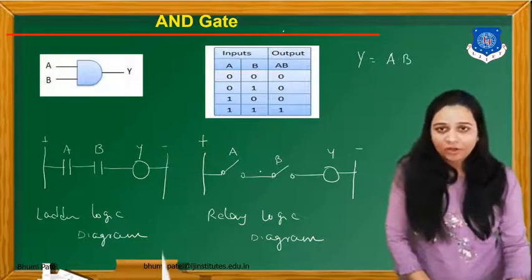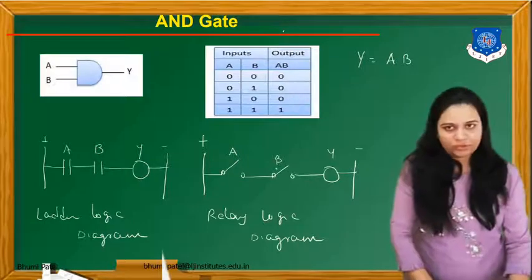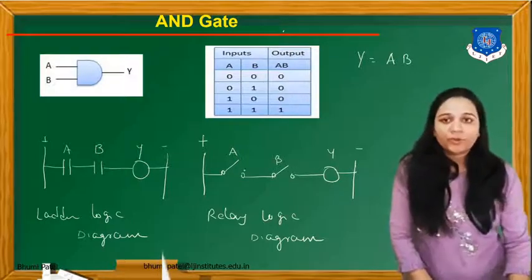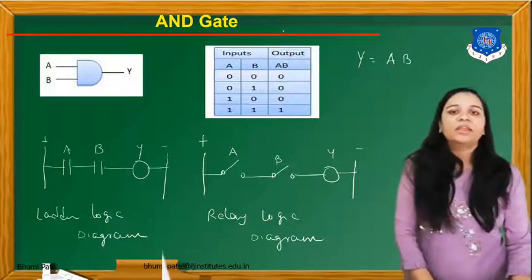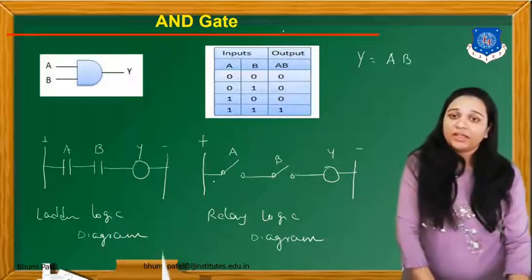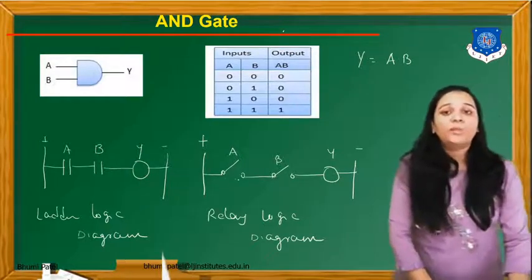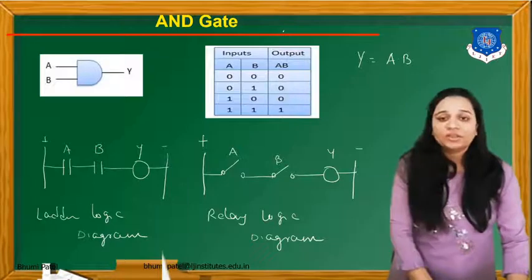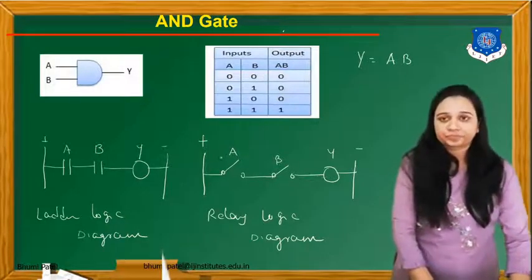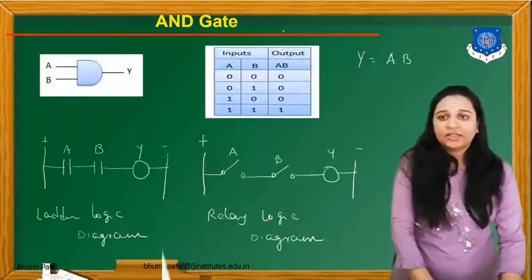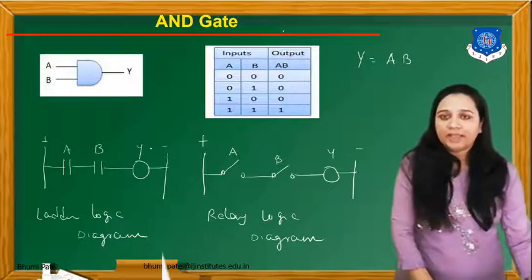In the relay logic diagram, we put a switch here. Whenever the switch is closed, we get the output. You can check the conditions. When A is closed but B is open, we cannot get the output on. If A is open and B is closed, we cannot get the output. But when both the switches are closed, we get the output. So this is the AND gate: its symbol, truth table, ladder logic diagram, and relay logic diagram.